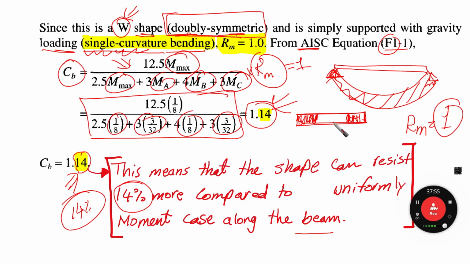So we're going to find that CB equals 1 in this case. CB is going to equal 1. What I want you to understand is that CB can increase the nominal flexure strength by 14%. I'm going to share with you different shapes where the nominal flexure strength can increase by as much as 60% or 70%. Okay?